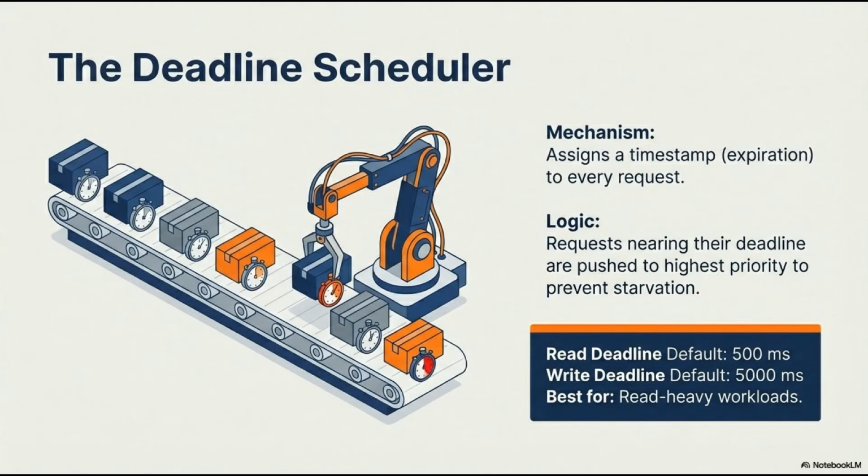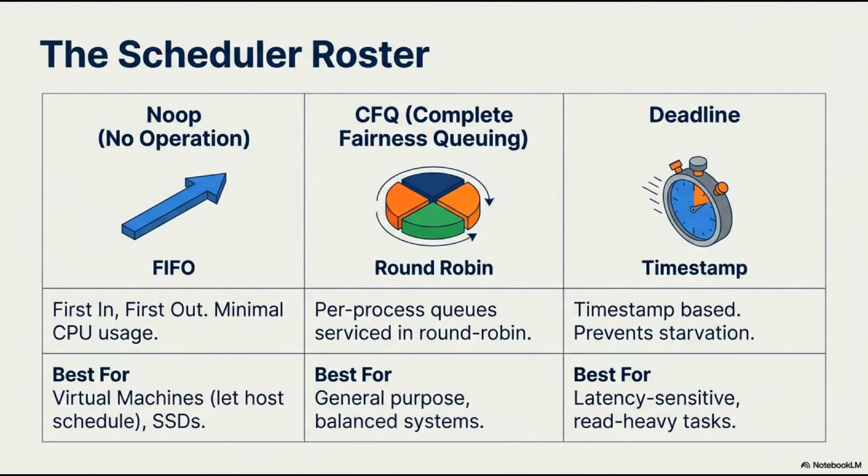Right, because you never want your database query to hang forever just because the system is doing a backup somewhere else. Now, slide 13 lists the roster of the other 2 common schedulers, CFQ and Noop. Let's start with CFQ. CFQ stands for Complete Fairness Queuing. This one is the diplomat.